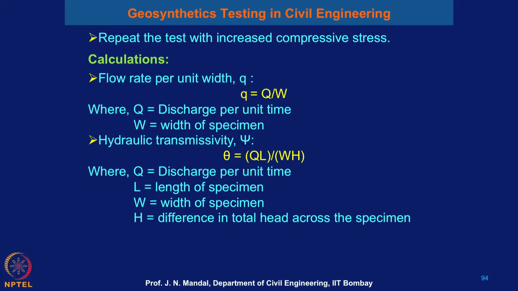So, you can repeat the test with increased compressive stress, and then you can calculate the flow rate per unit width, q is equal to capital Q by W, where capital Q is the discharge per unit time and W is the width of the specimen. So, hydraulic transmittivity theta is equal to Q into L divided by W into H, where Q is the discharge per unit time, L is the length of the specimen, W is the width of the specimen, and H is the difference in the total head across the specimen.